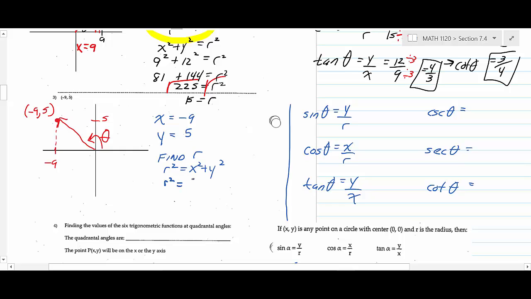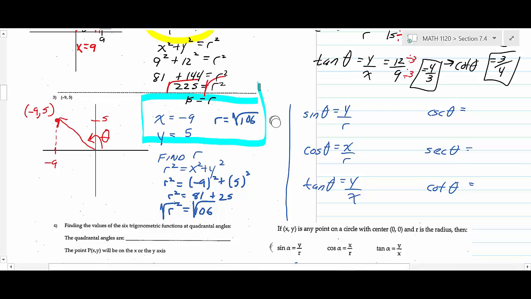So you would have negative 9 squared plus 5 squared. So that is 81 plus 25. So you get r squared equals 106. And then you square root both sides. So you would end up with r is equal to the square root of 106. Okay, so this is what you come up with. And once you come up with that, the rest of it is, do you know the definitions? Do you know how to rationalize a denominator? Everybody got that okay?